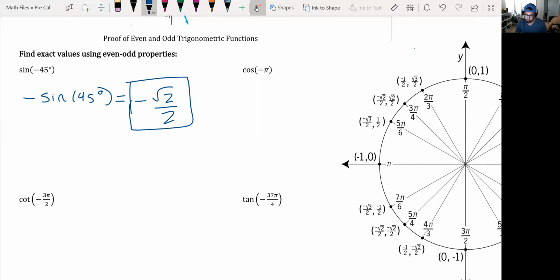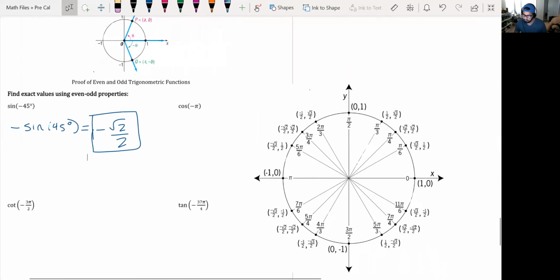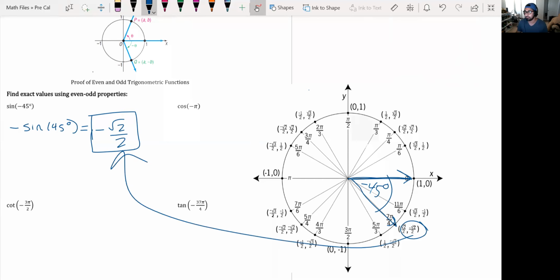It's awesome. It's just another tool to help us if we do not want to deal with negative angles. And when I say negative angles, well, where would the sine of negative 45 degrees be? There's my initial side. And negative 45 degrees would be right there. There's negative 45. And if I said, what is the sine of negative 45 degrees? Well, guess what our answer is? Right there, negative square root of 2 over 2.